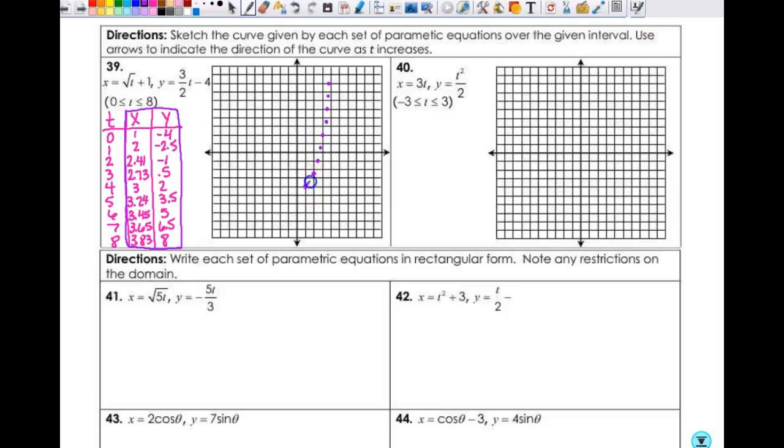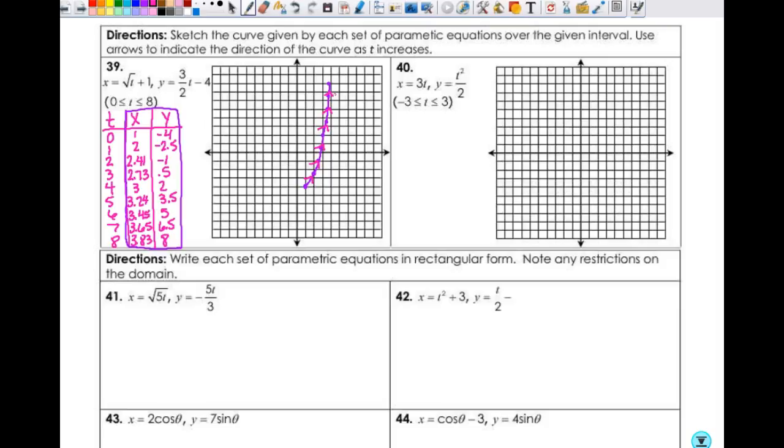Remember, this does not get arrows on either side as if it's going on forever. So we connect these dots, and you have to remember in which order you plotted them, right? No arrows on either side of this. The arrows just show us the order, the direction in which the graph is going. It does not mean that it goes on forever. It's only going from 0 to 8.